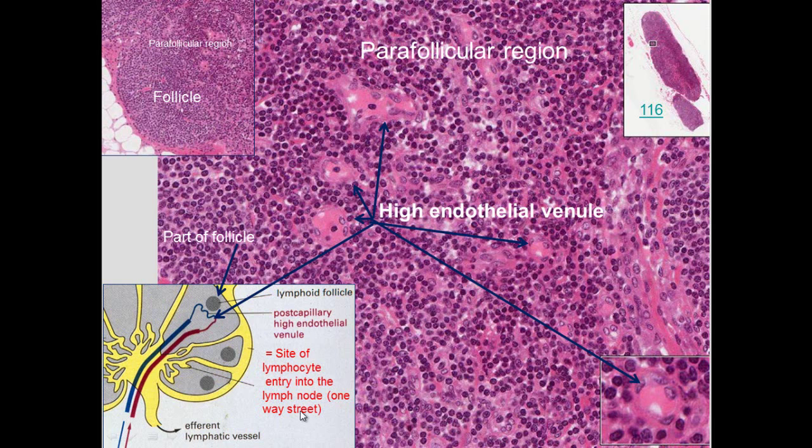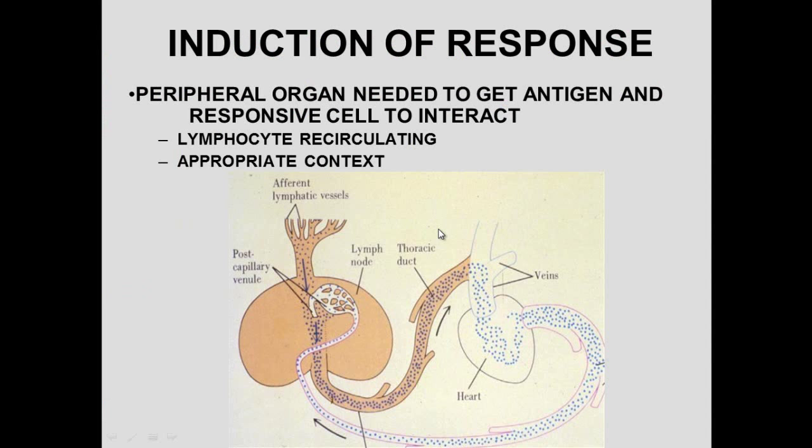lymphocyte entry into the node, and it is a one-way street, namely that lymphocytes can come out, but they cannot go in there. The way they leave the lymph node is through the efferent lymphatic that we see here. So they enter through the bloodstream and then come out through the lymphatic. So a typical endothelial cell is flat, but here we see they're more cubed, or high endothelial venules.